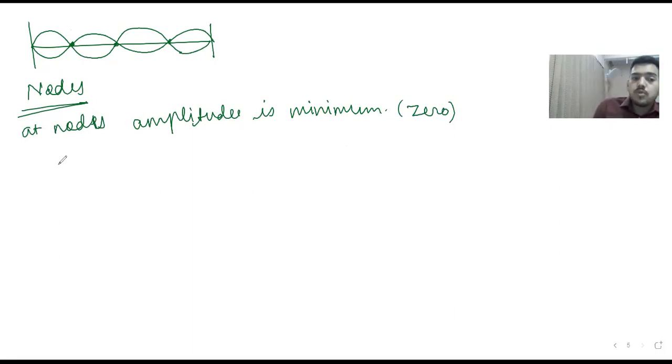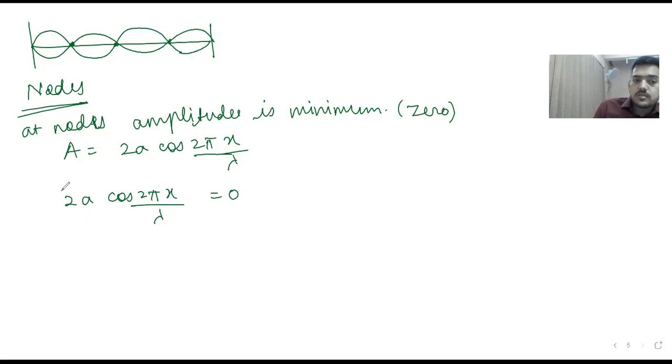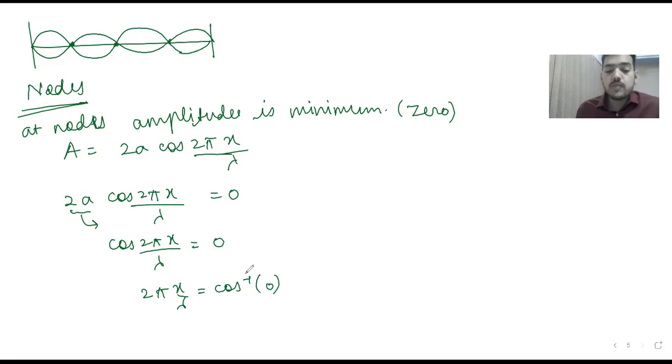Now students, what is the formula of amplitude which we considered? A is equal to 2a cos 2 pi x upon lambda. So this was the formula which we considered for amplitude. So we will take this value as 0. So it will be 2a cos 2 pi x upon lambda is equal to 0. Now this 2a term will go on that side. So cos 2 pi x upon lambda is equal to 0. Now 2 pi x upon lambda is equal to cos inverse of 0. Now students, at what angle is the value of cos 0?